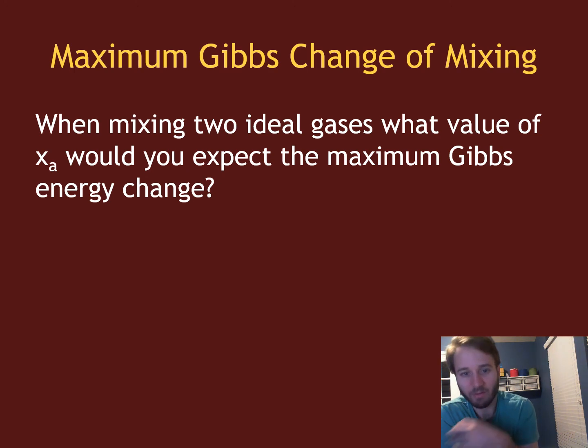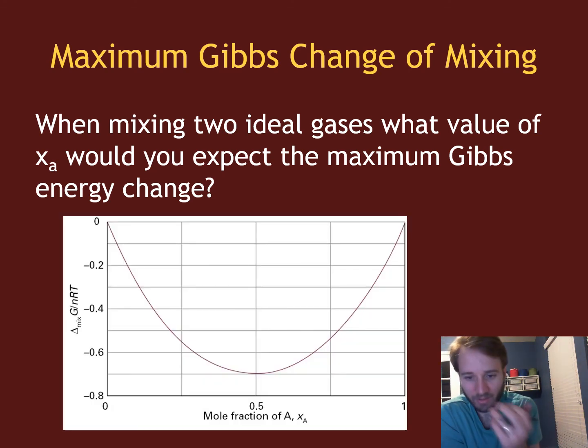So we could think of what is the maximum free energy change that we can get when mixing two gases. What's the maximum value of that mole fraction of A? If you look at the plot here, you'll see that it's at 0.5, which makes sense. The maximum free energy change is when you are mixing an equal amount of two species, because that's when you get the most mixing occurring.